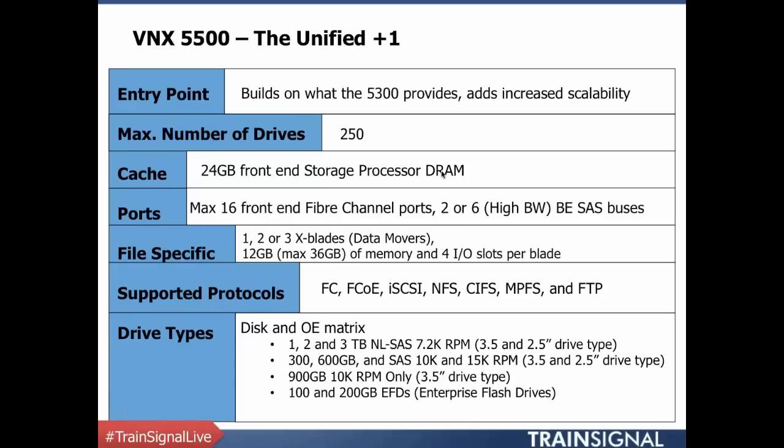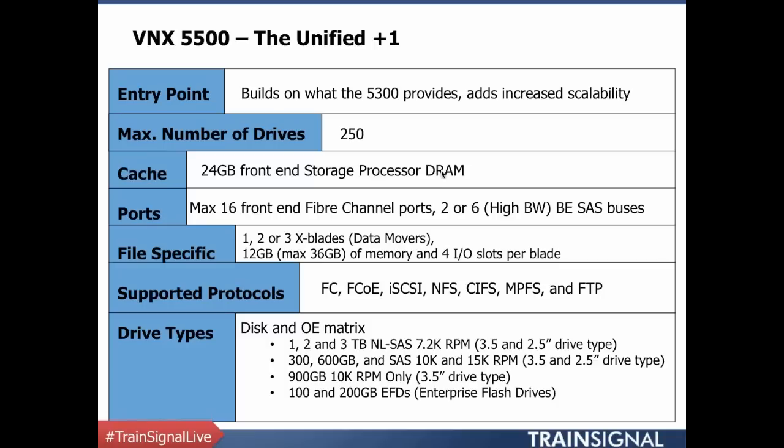Then we'll get into the 5500. This is what I like to call the Unified Plus One. So it takes what the 5300 provided and builds on that. So you're expanding your drives up to 250. You're expanding your cache from the storage processor perspective. You're expanding your port count. Actually, fiber channel is staying the same, but you're expanding your back-end buses, your SAS buses, so you can take it from 2 to 6. And this would be a high bandwidth type option, what I mentioned in parentheses here, that you were providing in the 5500.